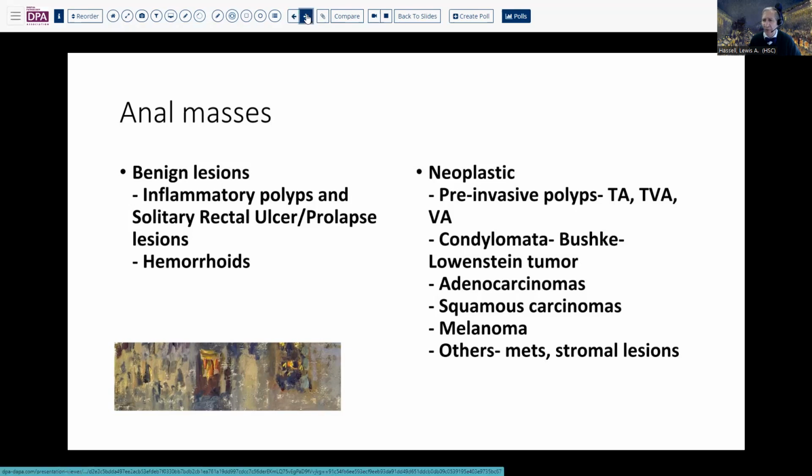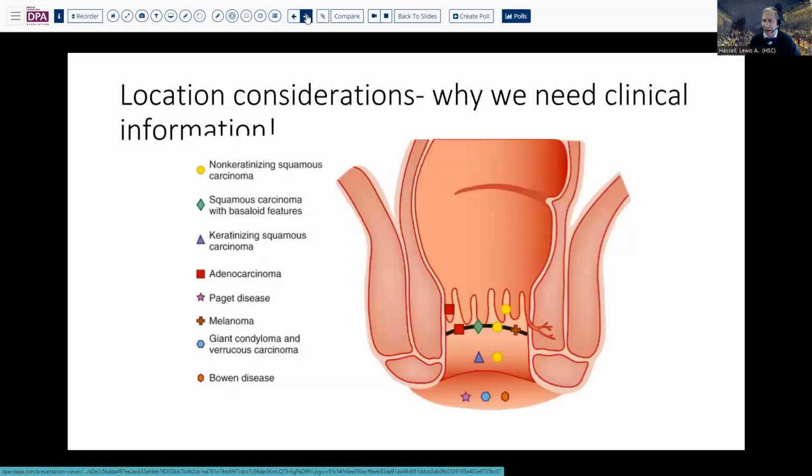Now, when we're thinking about the HPV-related lesions, it's also helpful to know the exact location that we're thinking about. And so if the endoscopist or the surgeon who's providing the sample can give a better or more full description of where the tumor is relative to the dentate line, relative to the anal verge, whether it's right within the canal or above or below, and so forth.